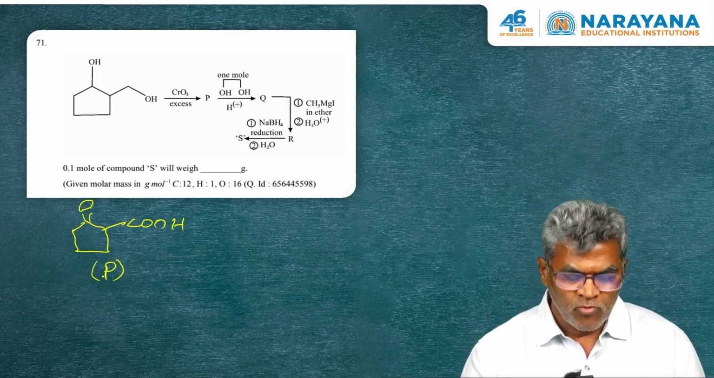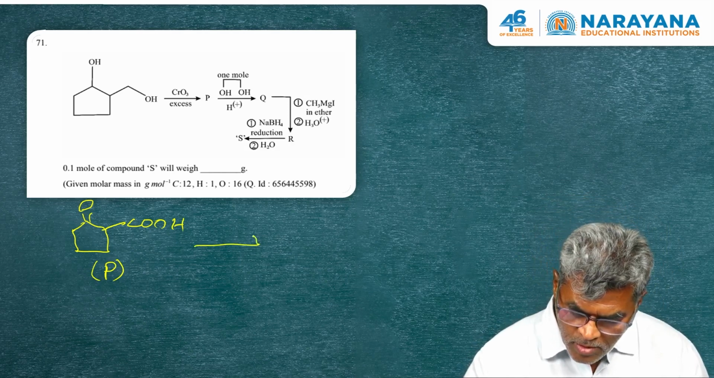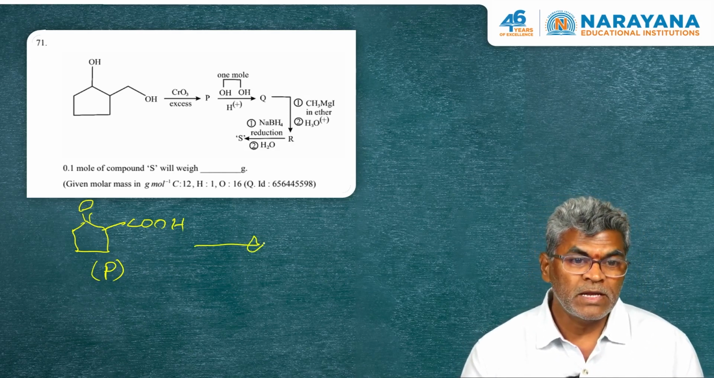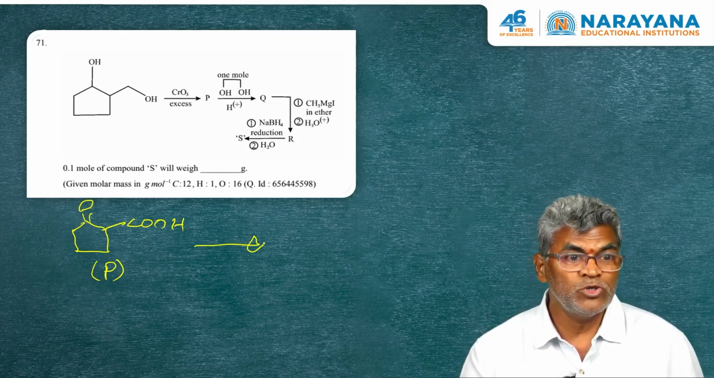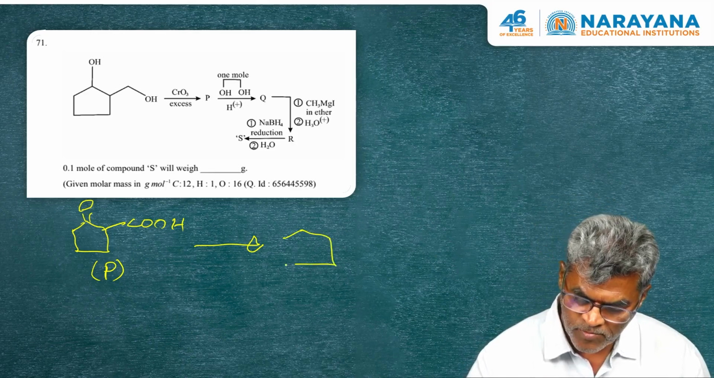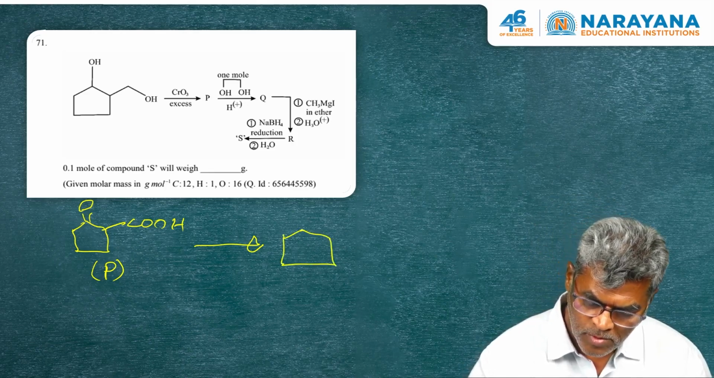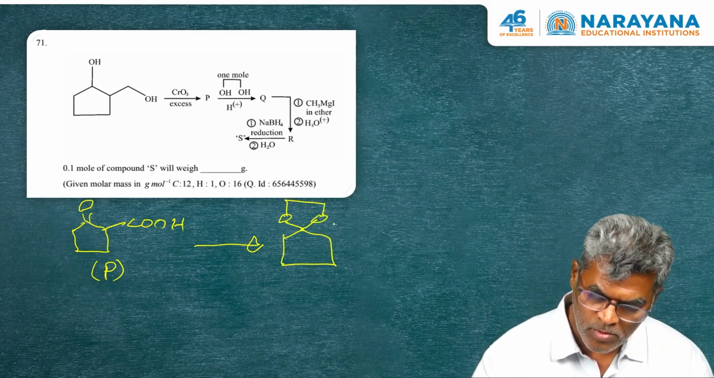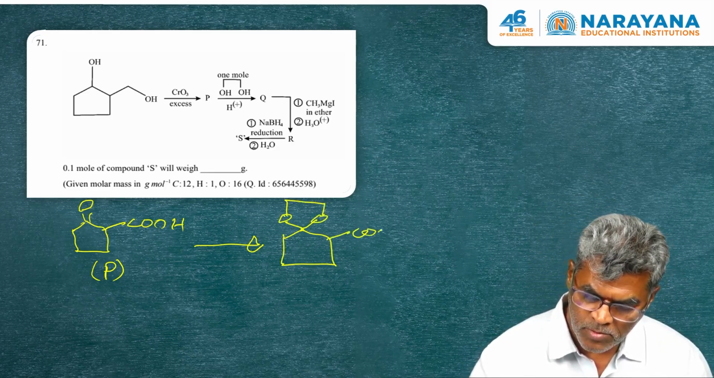But when the next step, P is reacting with ethylene glycol. Ethylene glycol is used to block the keto group. So, that will be blocked like this. That is COOH.